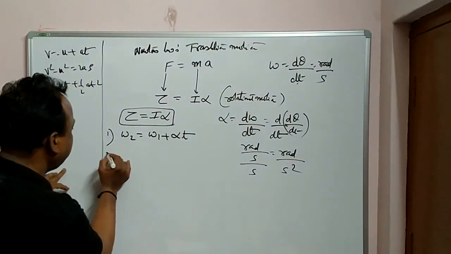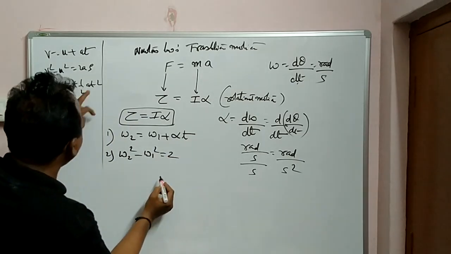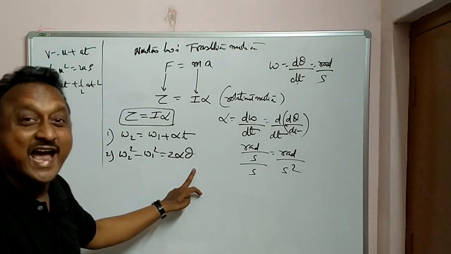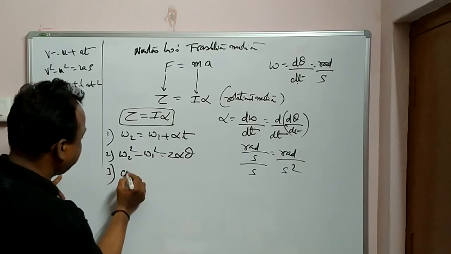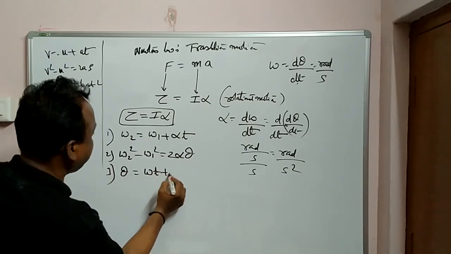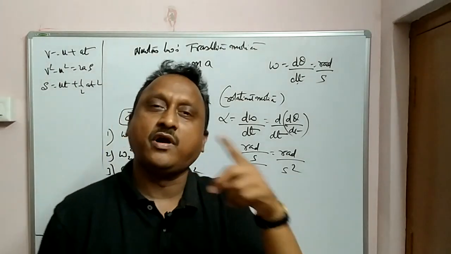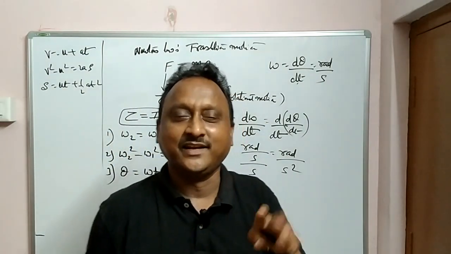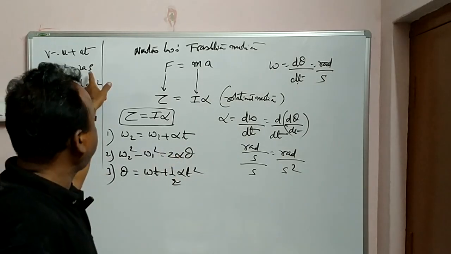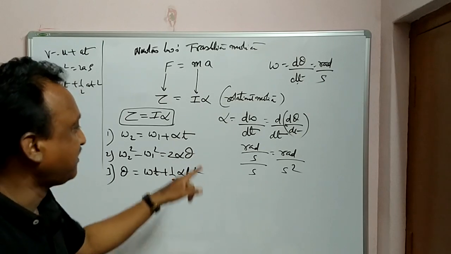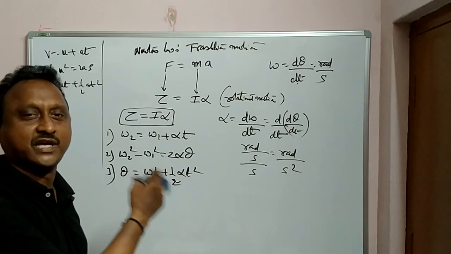అలాగే సెకండ్ ఈక్వేషన్ ఏమవుతుంది? V square అంటే omega 2 square minus omega 1 square is equal to 2 alpha theta. ఇక్కడ theta is angular displacement. And lastly, theta is equal to omega t plus 1 by 2 alpha t square. So these are the equations when the body is in rotational motion in terms of linear equations. ఈ v బదులు omega వచ్చేస్తుంది మనకి, angular velocity. Alpha, angular acceleration. Displacement s బదులు theta వస్తుంది, angular displacement. Please note down. All these are very, very important in doing numerical problems, please.